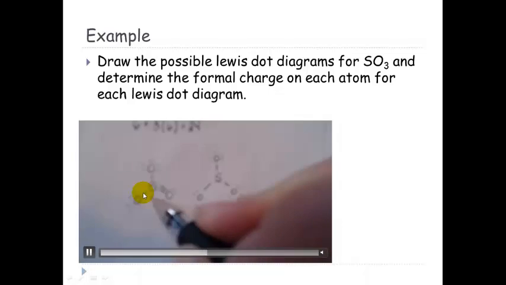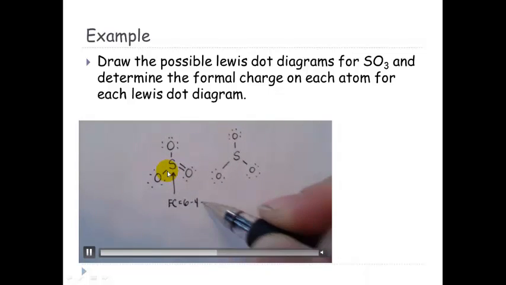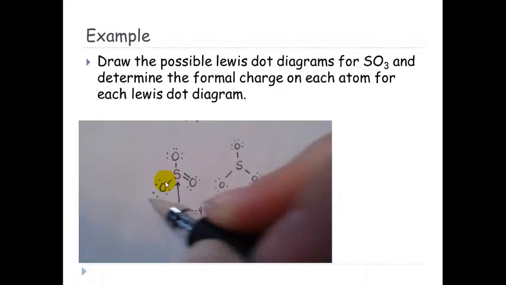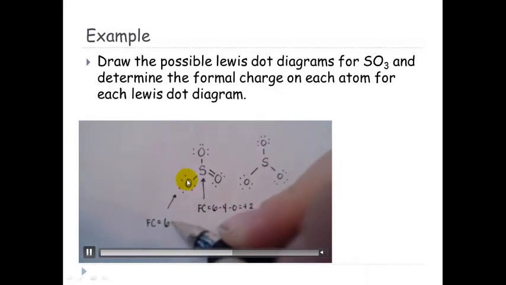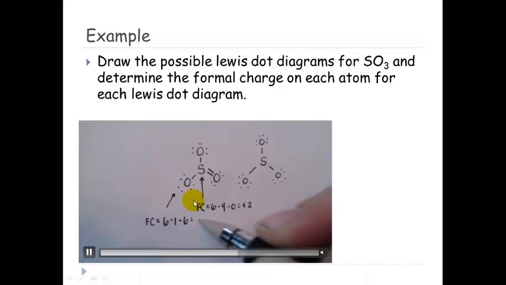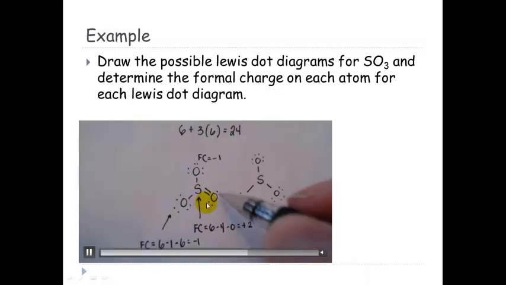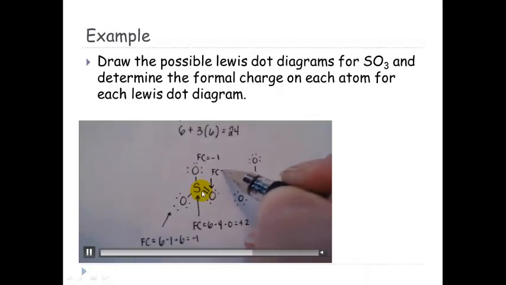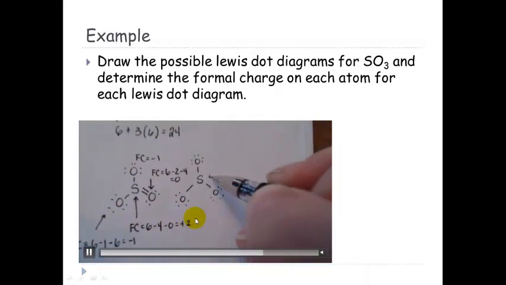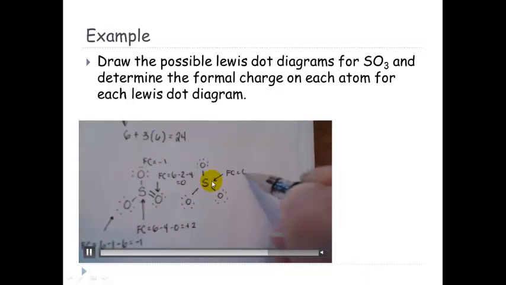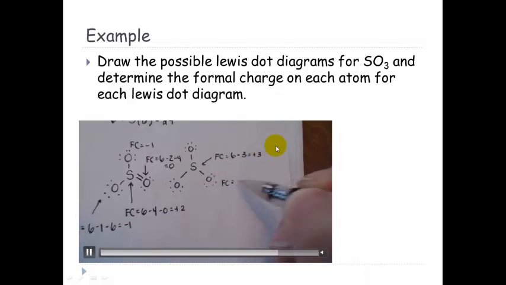Sulfur has 6 valence electrons, minus 4 involved in bonds, minus no lone pairs is positive 2. This oxygen has 6 valence electrons, minus 1 in a bond, minus 6 unbonded for -1. This oxygen is the same. And this oxygen is 6 valence electrons, minus 2 in the bond, minus 4 for 0. So -1, -1, 0, and +2.